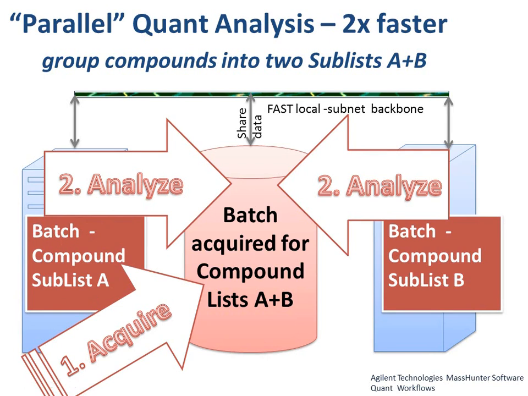If I run two of them at the same time and they finish twice as fast, that's the bottom line. So the batch for compound sublist A and the batch for compound sublist B will be running against shared data, one set of data on a shared computer. That's the bottom line.